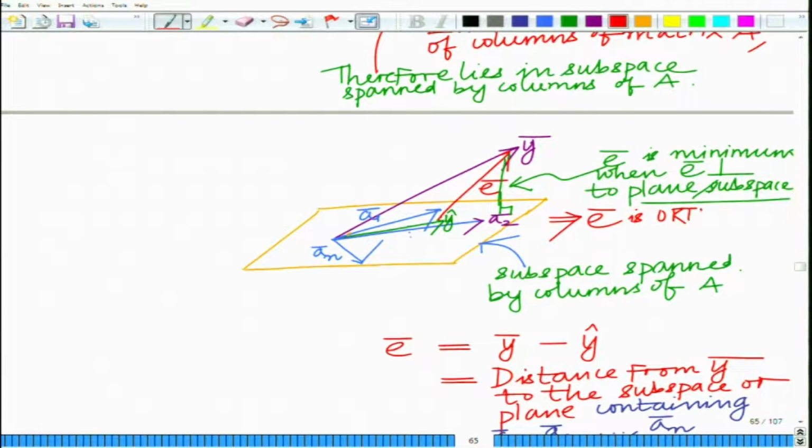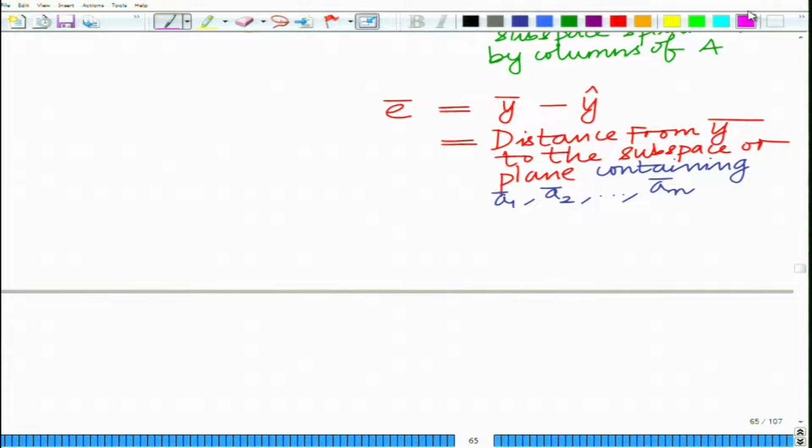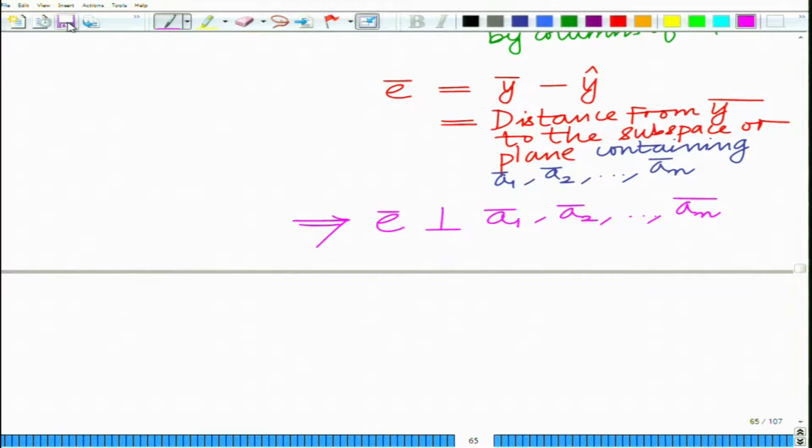This is a big idea. So, this E bar is orthogonal, and when is this orthogonal to the subspace? This implies that E bar has to be orthogonal to each of the vectors in the subspace. This means E bar has to be perpendicular to A1 bar, A2 bar, up to AN bar.